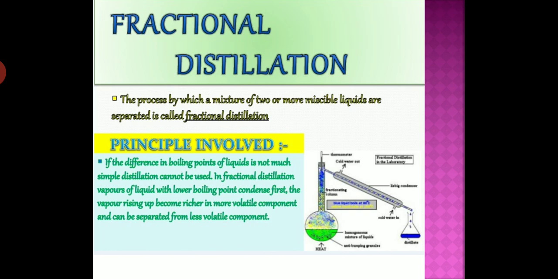This method is adopted to separate the various components of petroleum. Understand? So I hope you understand this fractional distillation. So fractional distillation is used for two or more miscible liquids to be separated. It is used to separate the components of a mixture of two or more miscible liquids whose boiling points differ by 25 degrees Celsius or less.